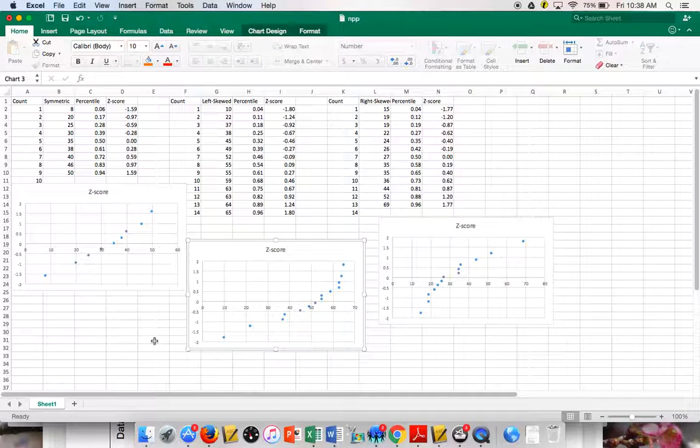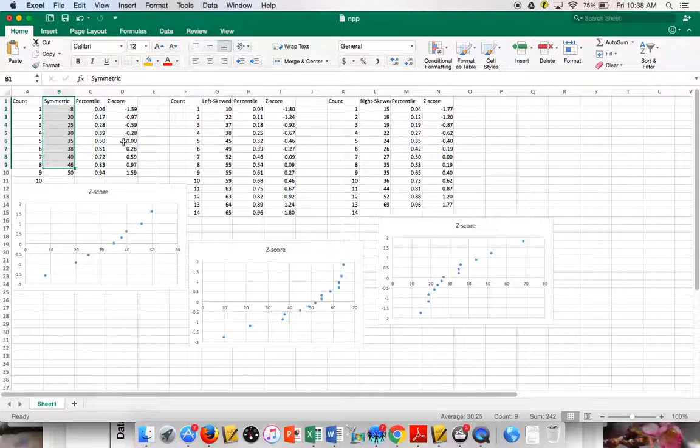Okay, this is just a little bit more about that normal probability plot if you're interested. Basically what the normal probability plot is, it's taking the data, finding a percentile, and then calculating a z-score for that percentile. Here's the symmetric data from the back of that packet. Here's the left skewed data. Here's the right skewed data from the back of that packet.